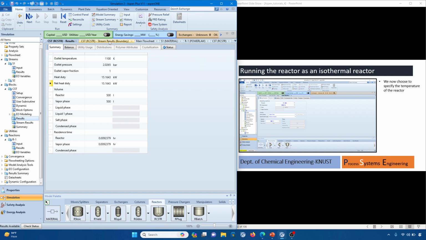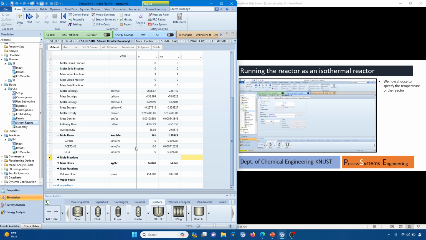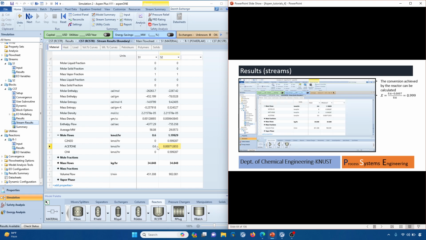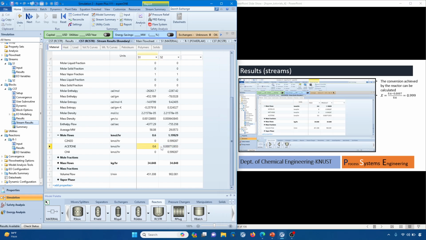And we can go back to the stream results. And we observe that we have converted much more. We have much less of the acetone coming out in our outlet stream. If you have the background in reaction engineering or kinetics, you would understand why this is happening. How the heat of reaction affects the temperature of the reacting medium, and how that in turn affects the reaction rate constant for the reaction.